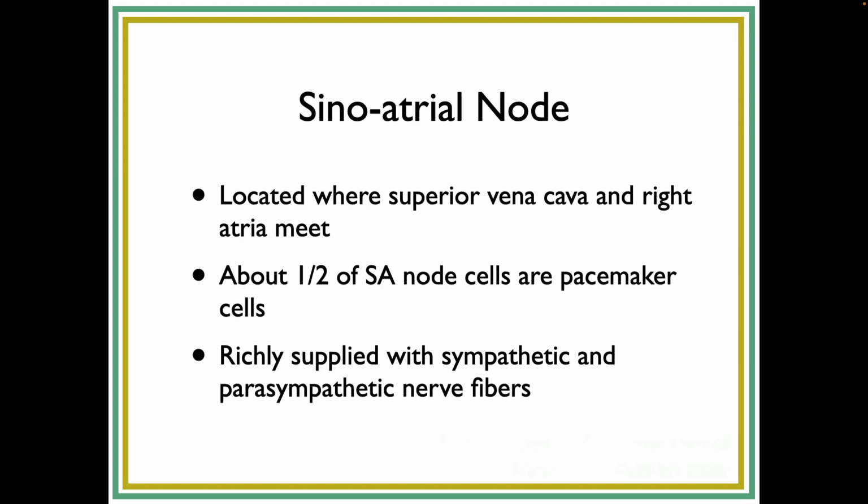Sinoatrial node, this is a repeat, located where the superior vena cava and right atrium meet. Only about half of the SA node is actually pacemaker cells, which is kind of interesting. Richly supplied with sympathetic and parasympathetic nerve fibers. Why is that? Why is the SA node so connected into the sympathetic and parasympathetic systems? Yeah, for example, fight or flight, right? Certain environmental effects can cause your heart rate to increase, or when you get nervous.